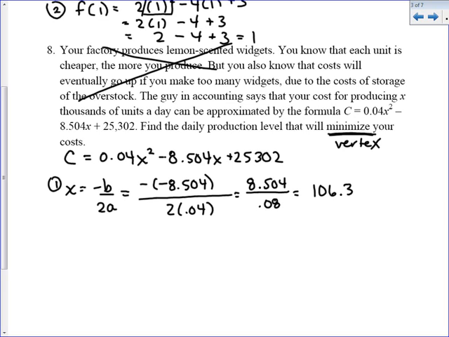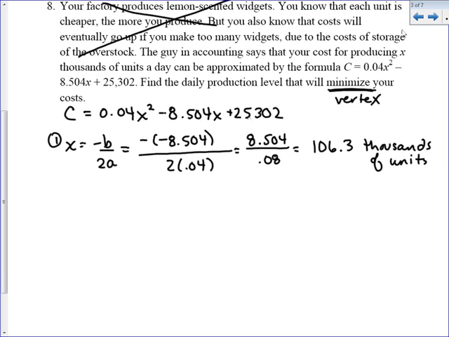Now you might say, well, how can I produce 0.3 widgets? Well, X isn't the number of widgets. X is the number of thousands of widgets. So thousands of units. It tells you right there, X is thousands of units. So it's 106.3, and I'm not going to be picky with the labels on these, but it tells you X is thousands of units. It's just in your problem. It should tell you what your variable stands for.